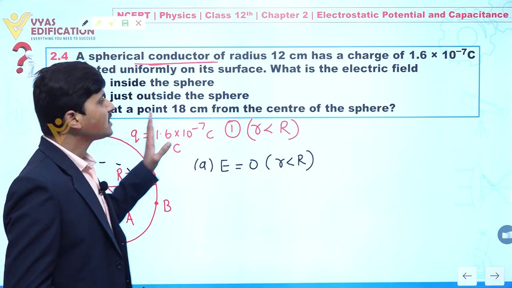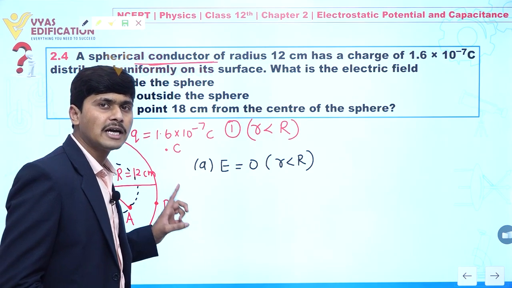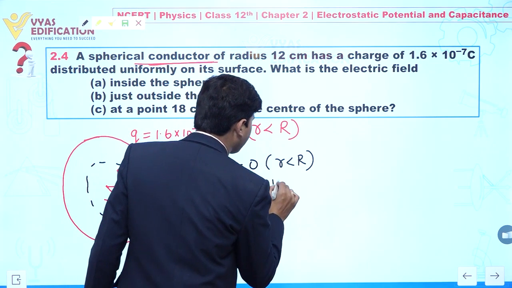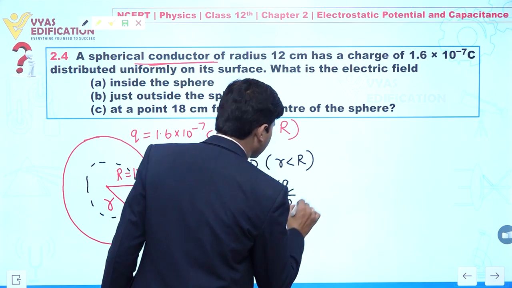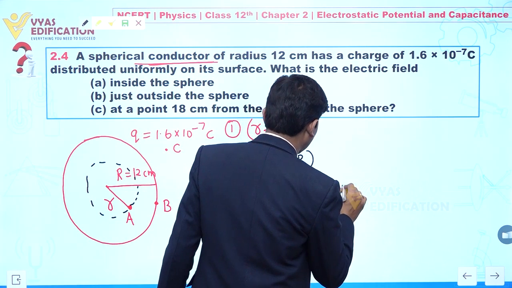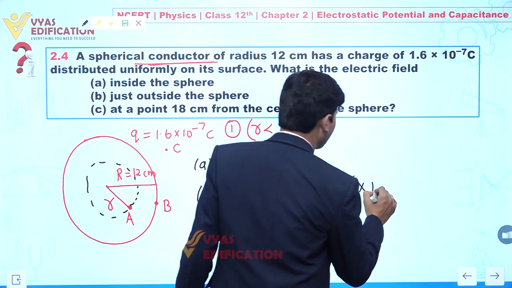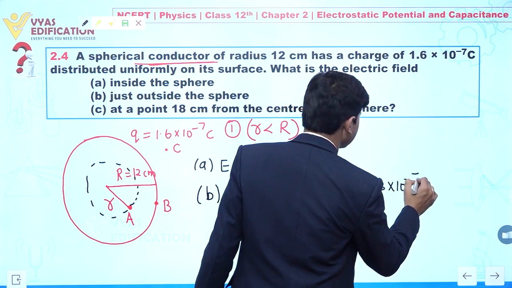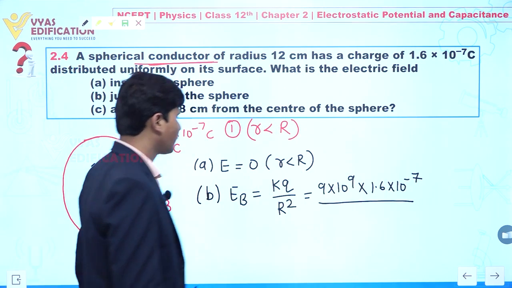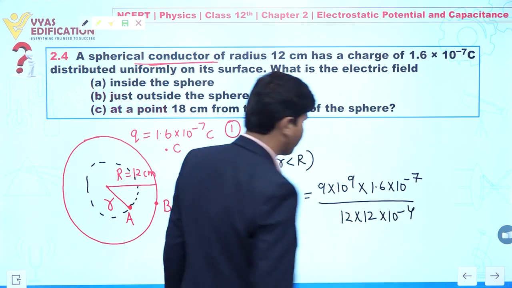Second part, it is given just outside the sphere. Just outside the sphere means approximately we are talking about point B, clear. So we can say electric field at B is given by KQ by R square, clear. Value of K we have 9 into 10 to the power 9, into value of charge Q, this is given 1.6 into 10 to the power minus 7, divided by R square. Value of R is given 12 centimeter. So 12 into 12 into 10 to the power minus 4, clear.